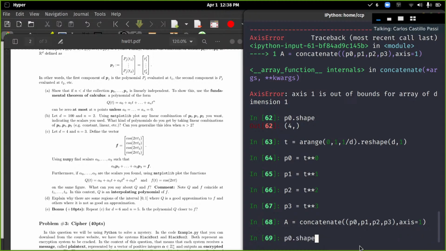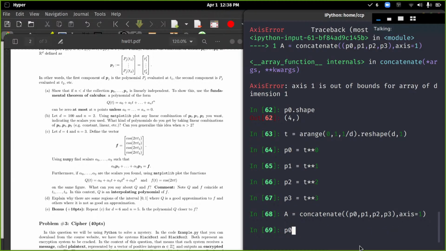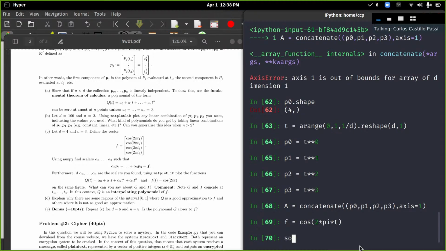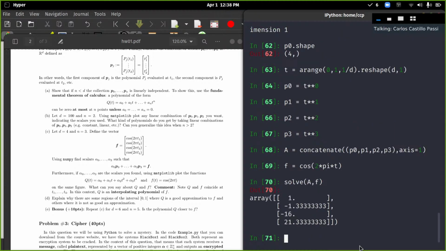And I need to define f also. Where is f? Here. So basically, to find the coefficients, I need to do solve A, comma, f, and that's the solution. So I need to multiply the p0 vector by 1, the p1 vector by minus 1.33333, the p2 vector by minus 16, and the p3 vector by 21.333, and so on.